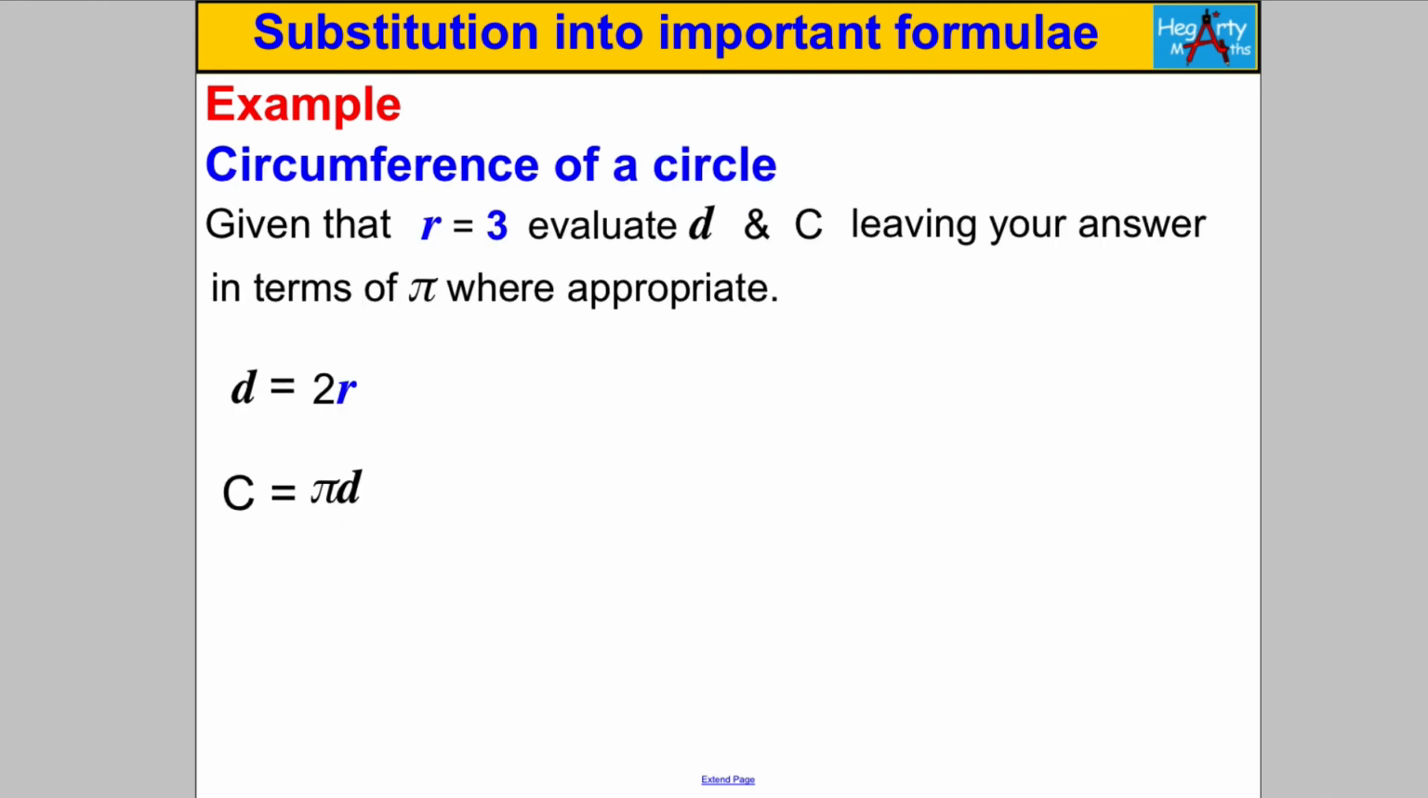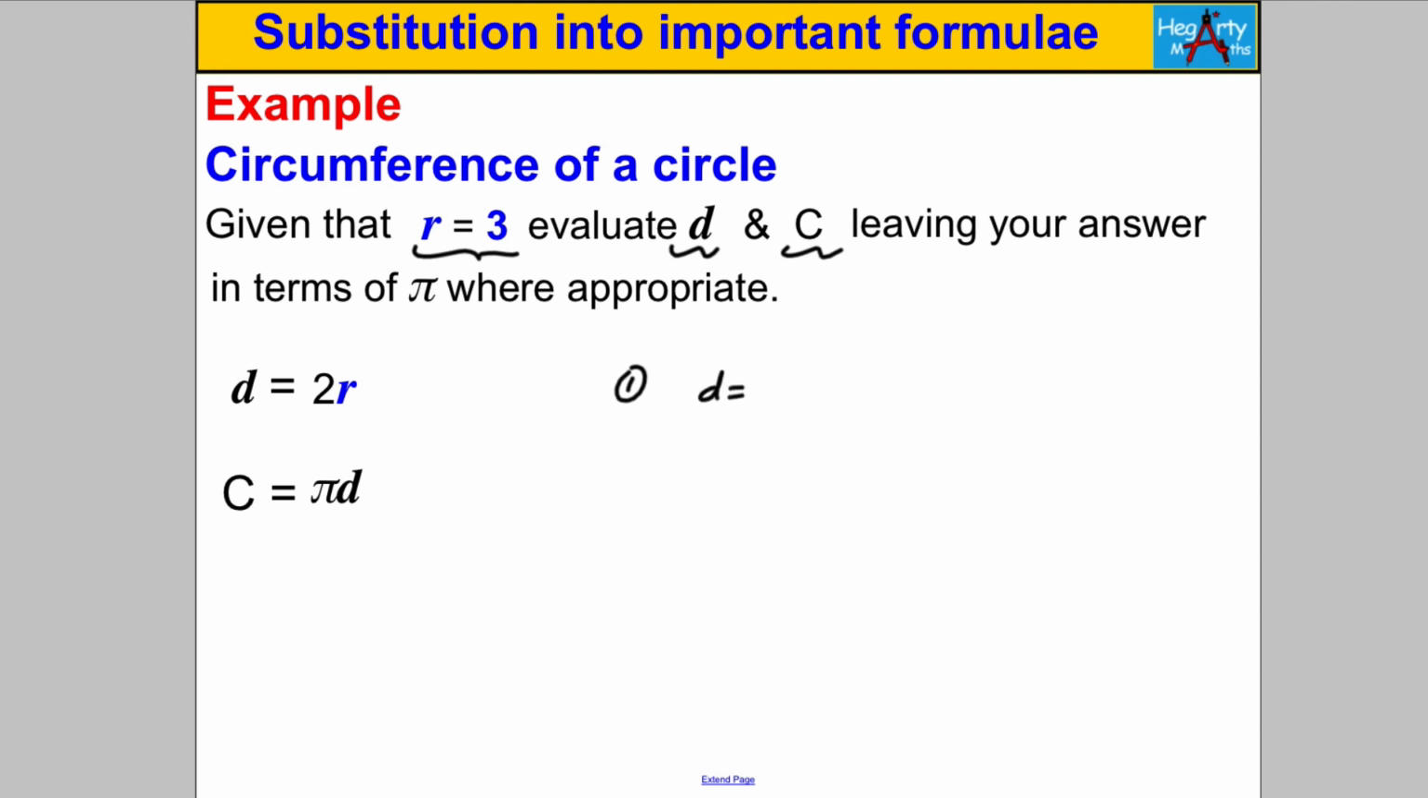And the last one for us now, pause the video and see if you can use the circumference of a circle formula. Now this one was a little trickier. It said given that r is equal to 3, evaluate D and C, leave your answer in terms of pi where appropriate. There were two formulae. You had to use this formula to work out D, and then having worked out D, you had to use that D to work out the circumference in this formula. So let's do the two steps.